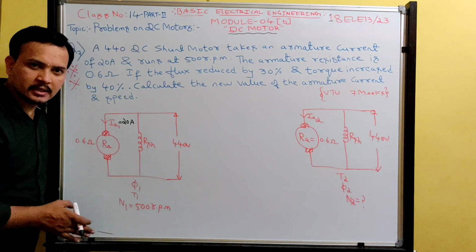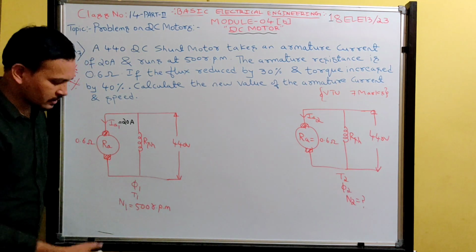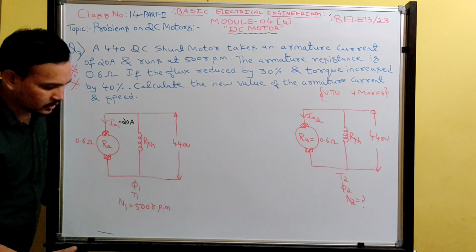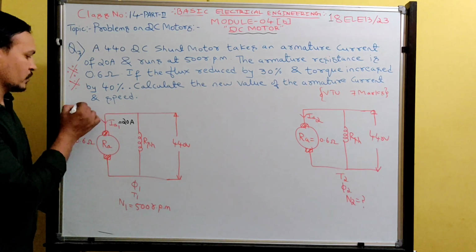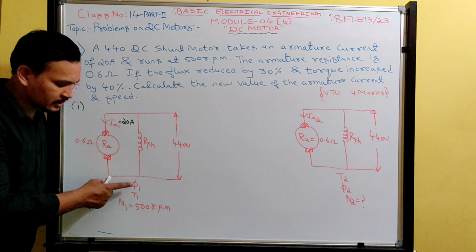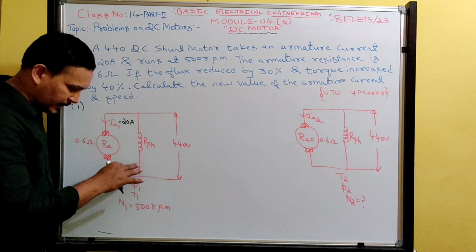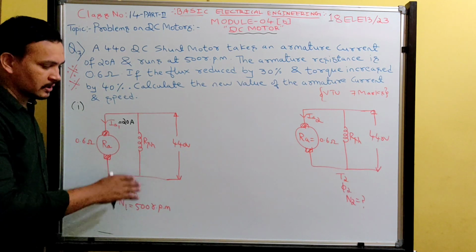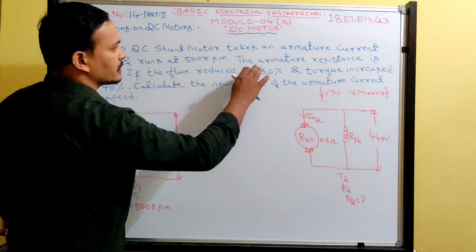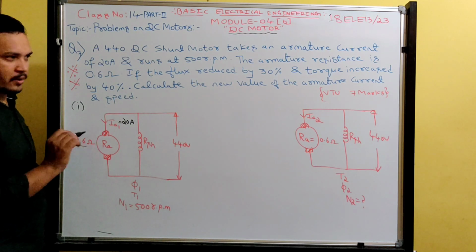Under this condition, you can consider there is some amount of flux and some amount of torque. This is the initial case, case 1. You should consider this flux is 100% and this torque is 100%. This is the initial condition. Later, the armature resistance is 0.6. Okay, resistance value is 0.6.